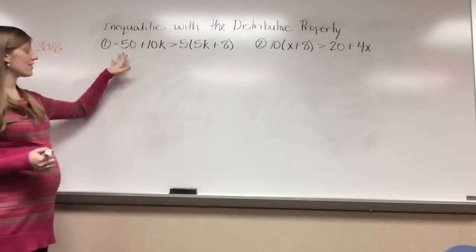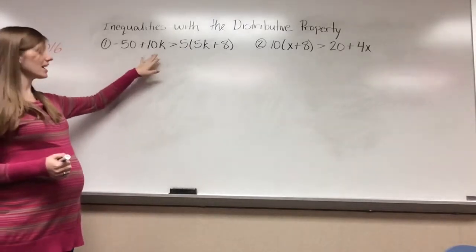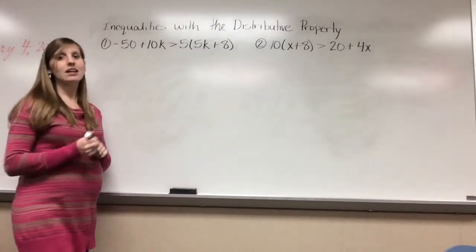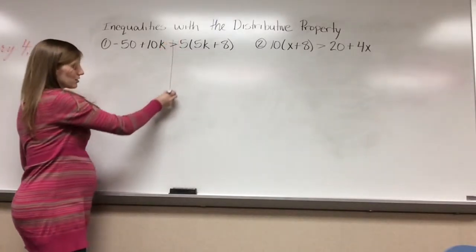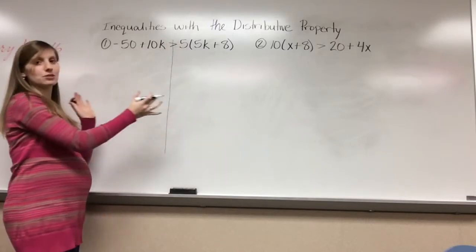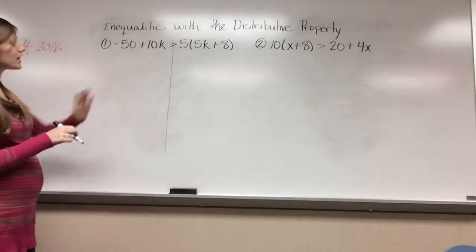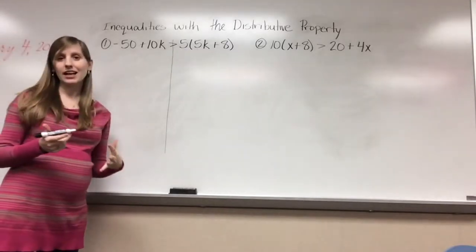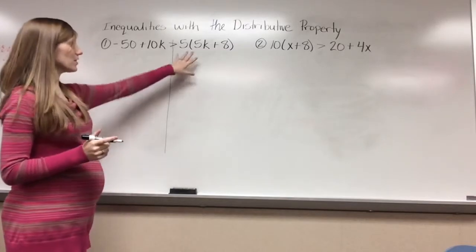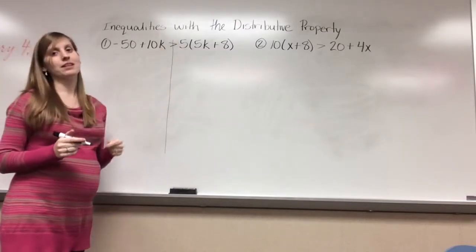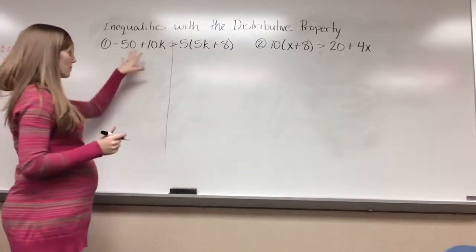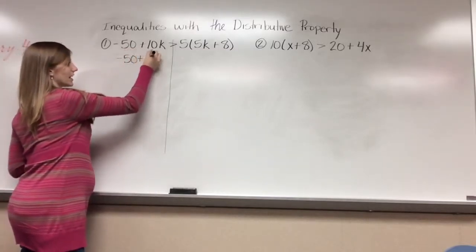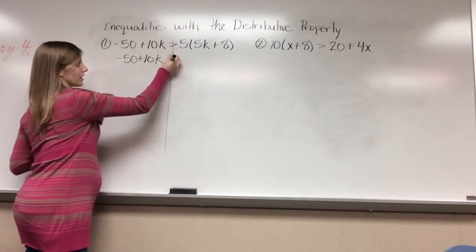So for number 1, we have negative 50 plus 10k is greater than 5 parentheses 5k plus 8. I always like to draw a line through my inequality sign so I can see the two sides clearly. Now if I look at the left-hand side of the inequality, negative 50 plus 10k, there's nothing that can be simplified. But if I look at the right-hand side, I've got those parentheses there that I need to get rid of. So my left side is going to stay the same. Negative 50 plus 10k is greater than.